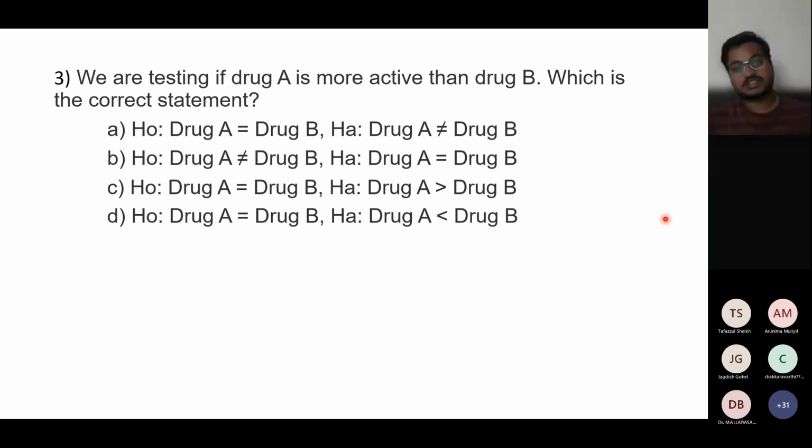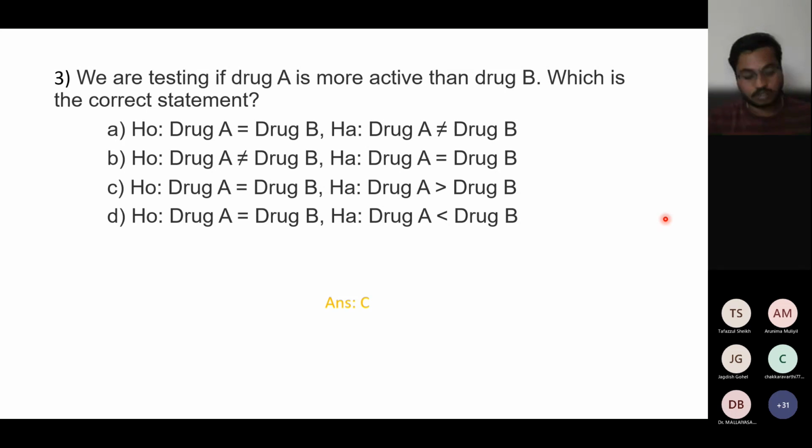Here, since we are testing if drug A is more active than drug B, what we'll test for in the alternate hypothesis is whether the effect of drug A is greater than the effect of drug B. So the alternate hypothesis here will be drug A is greater than drug B. So the answer here will be C.